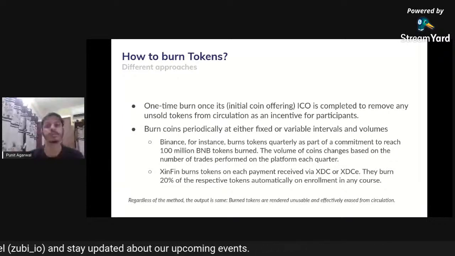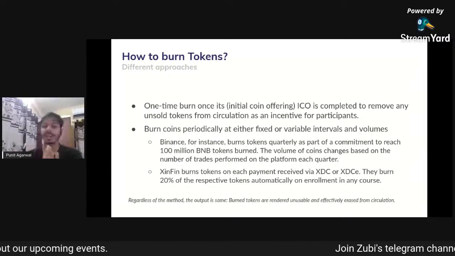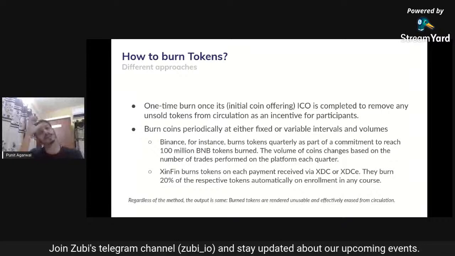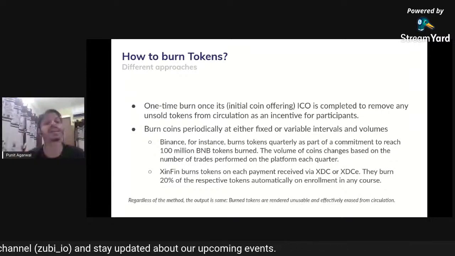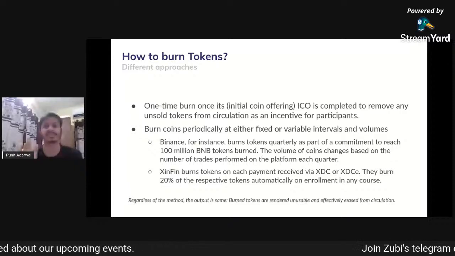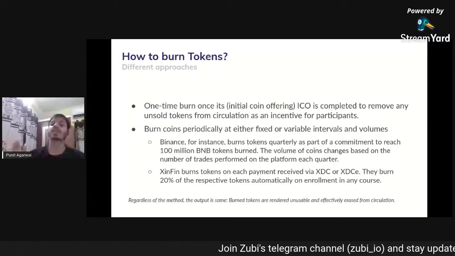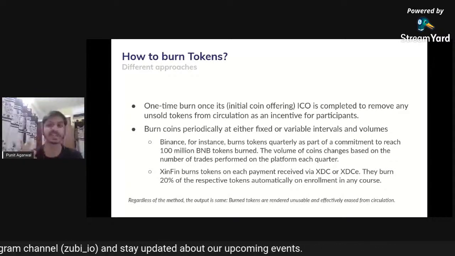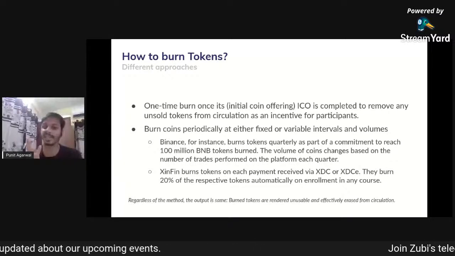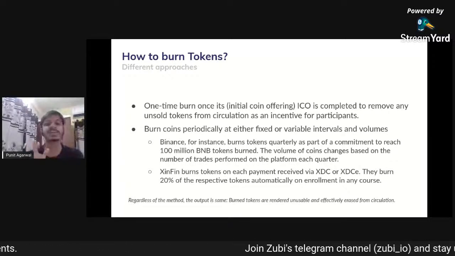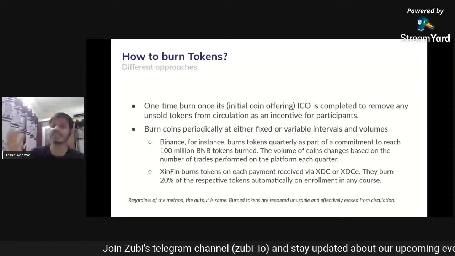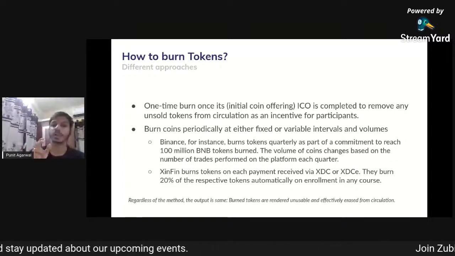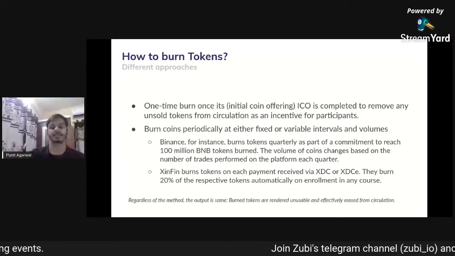Similarly, Zinfin also uses this concept. Zinfin also burns their tokens, and they have a very interesting way of doing this. They have a platform called Block Degree, where you can learn about the Zinfin blockchain and blockchain concepts. Whenever they receive payments in XDC or XDCE, which are their two native tokens, XDC being the name of Zinfin's token, 20% of the payment they have received, they burn it.